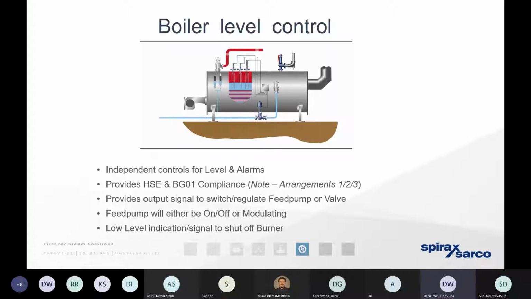The main purpose of the boiler level control is, first of all, to ensure that there's the appropriate level of water within the boiler. Too low, the boiler can run dry and fail.